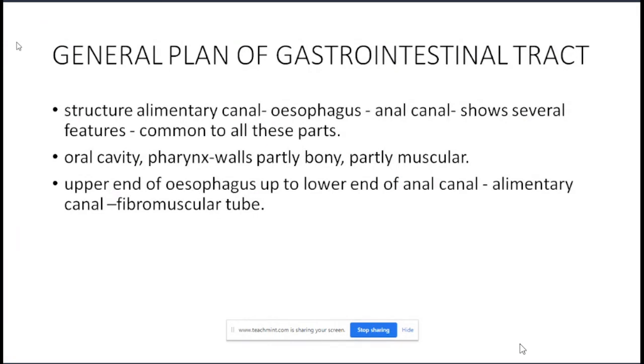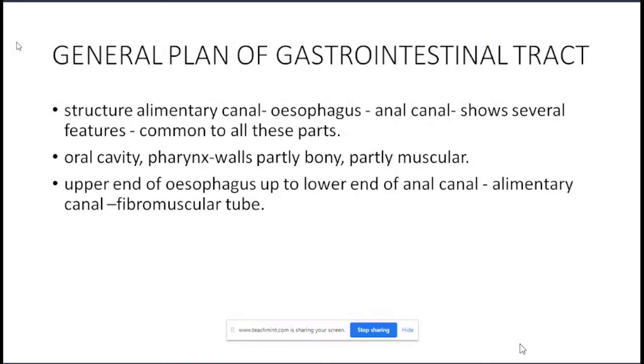So the oral cavity will be partly bony, partly muscular. Below the pharynx come the esophagus, stomach, small intestine, large intestine, then rectum and anal canal. These are the parts of your gastrointestinal tract.